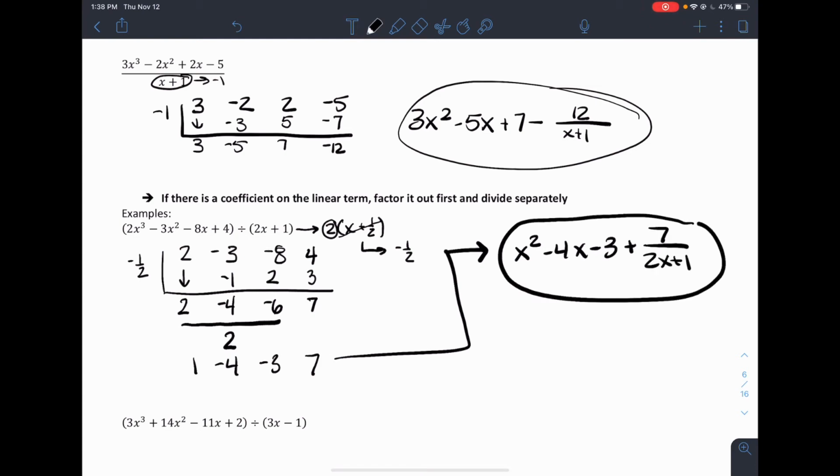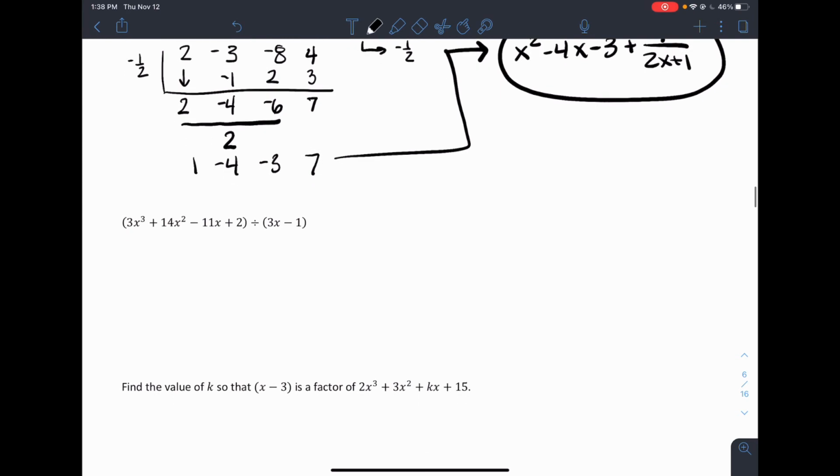Now I don't need to divide the remainder by 2 because I'm not dividing the remainder at all. I'm just saying 7 divided by 2x plus 1, whatever that is. So I don't need to divide the remainder, 7, by 2, like I need to divide the 2, negative 4, and negative 6.